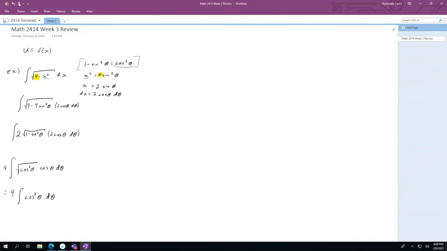Well, to integrate cosine squared theta, we talked about this last time. We need to use some of our trig power reduction identities. In this case, we need to get our cosine squared into a lower power. And the identity we're looking for here is cosine squared theta is equal to 1 plus cosine 2 theta all over 2.